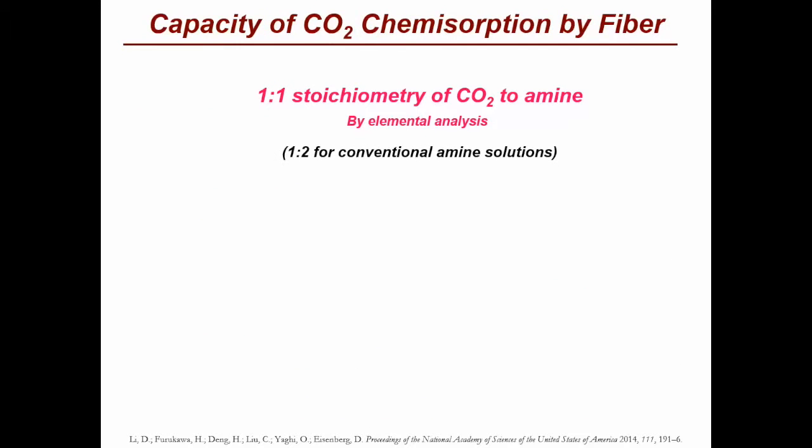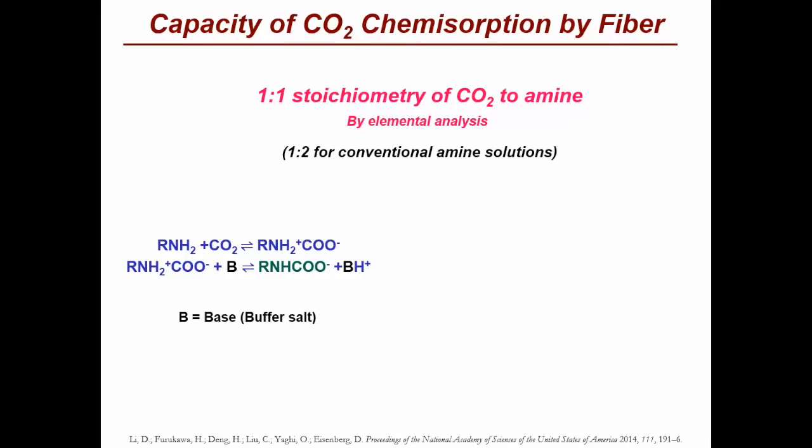CO2 absorption capacity can also be calculated using elemental analysis, and they found a 1:1 stoichiometry for CO2 to amine in these fiber materials, which is different than the conventional amine solutions, which show 1:2 stoichiometry, which is another important aspect of these materials. In the conventional amines, when an amine reacts with CO2, it forms carbamic acid, and then this carbamic acid reacts with another amine to form carbamate. That's two amines used to capture one CO2.